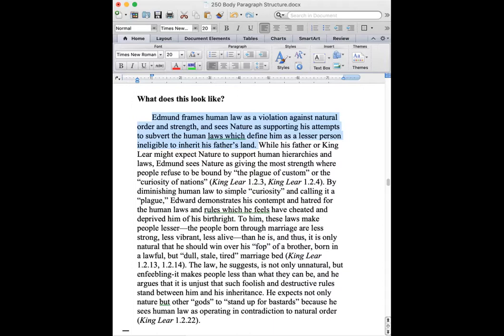Okay, so this is sort of the context for those of you who maybe haven't read Lear, or haven't read Lear in a while. Okay, so that's your topic sentence. Edmund frames human law as a violation against natural order and strength and sees nature as supporting his attempts to subvert human laws, which define him as a lesser person ineligible to inherit his father's land. Okay, so we would call this the topic sentence.